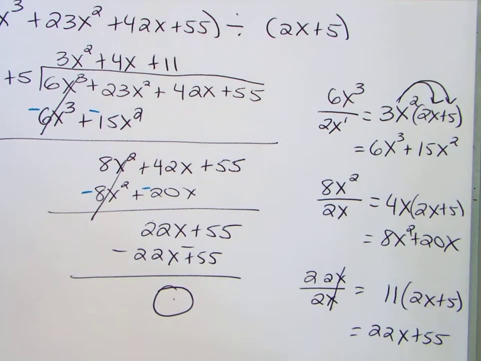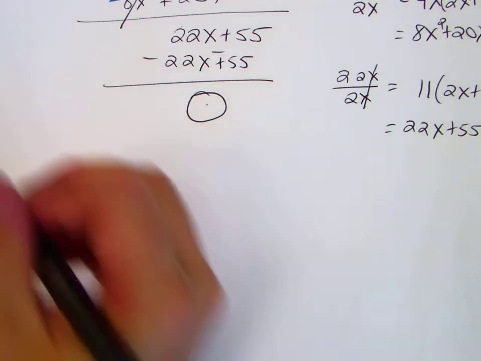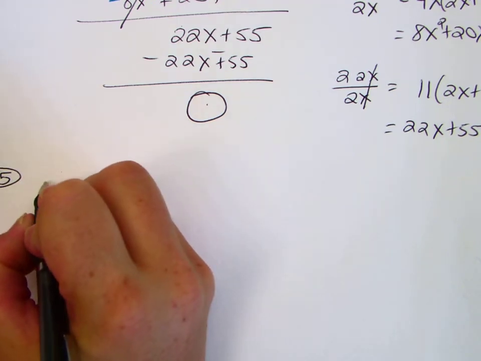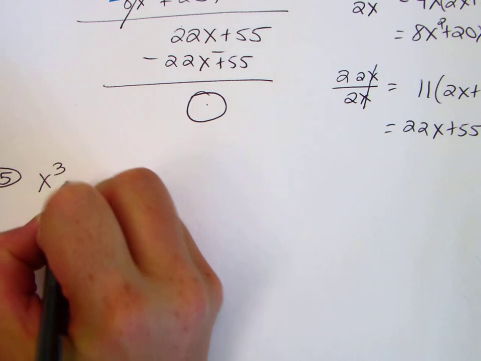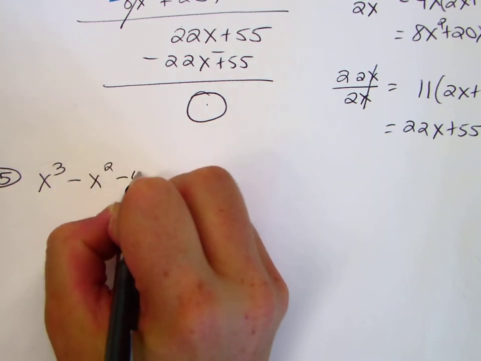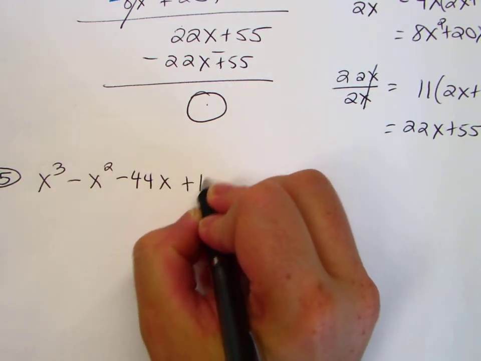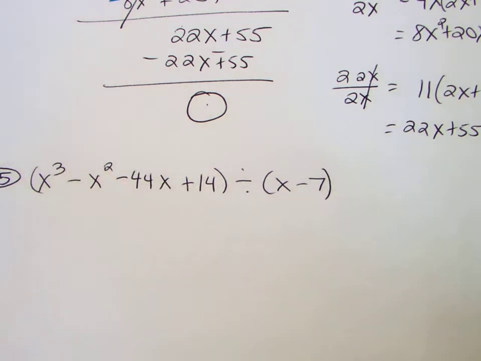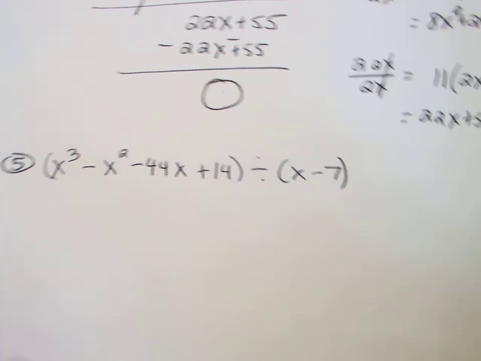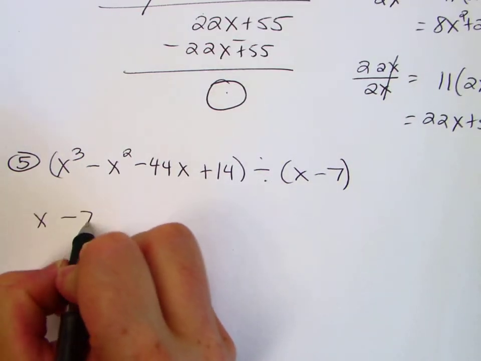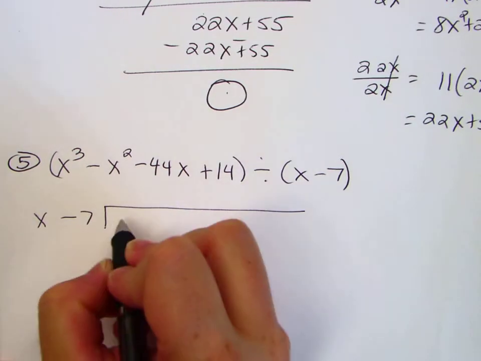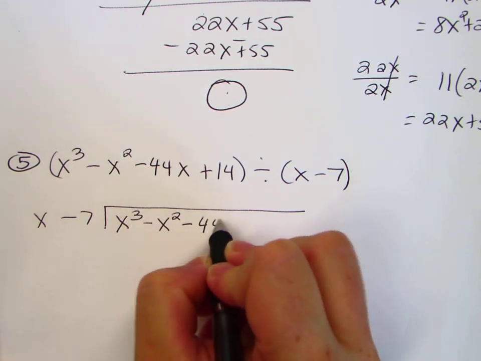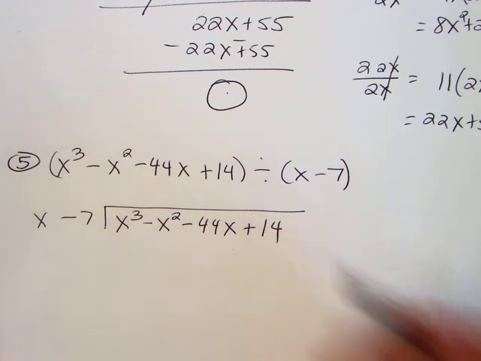Okay? All right. Next one I'm going to go a little faster. I'm not going to show as much work. x cubed minus x squared minus 44x plus 14 divided by x minus 7. Okay? It's number 5. Put the x minus 7 on the outside. x cubed minus x squared minus 44x plus 14.